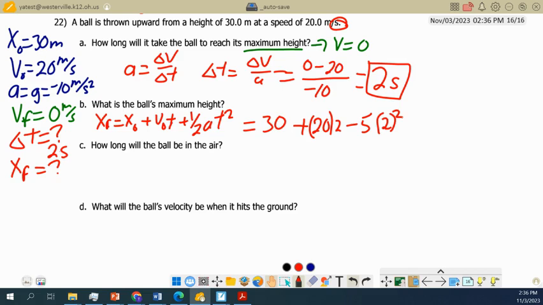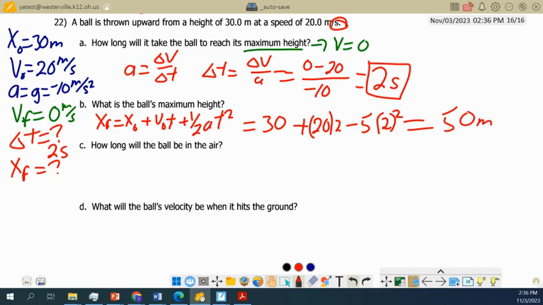Let's add these numbers together here. 5 times 2 squared, which is 4, so minus 5 times 4, 20. So we've got a negative 20 there. We have 30 plus 40, 70, minus our 20. This is going to give us 50 meters.